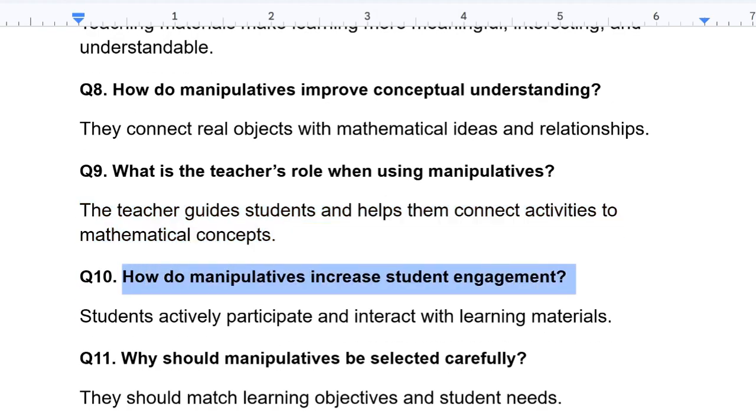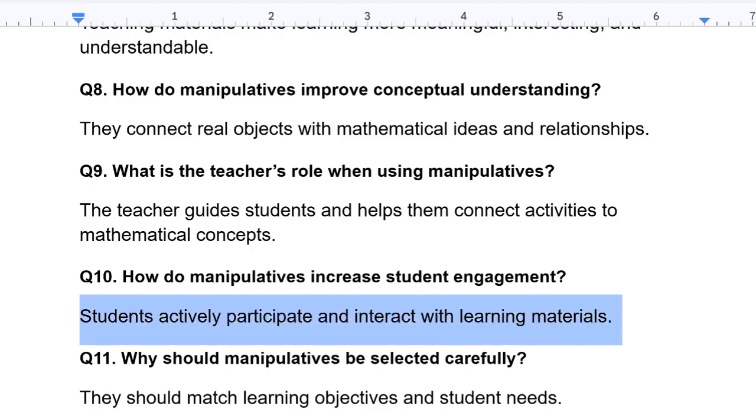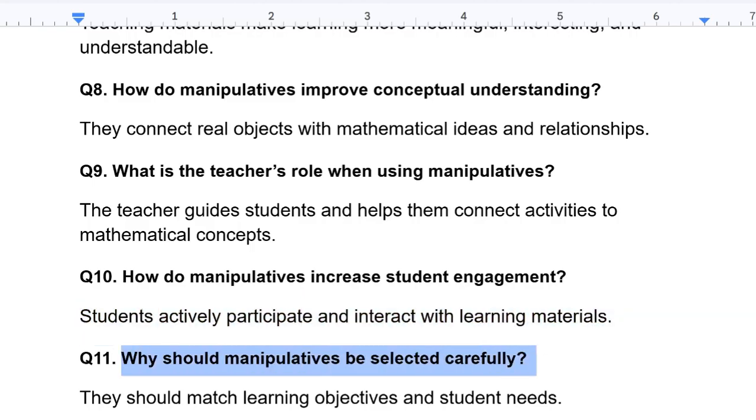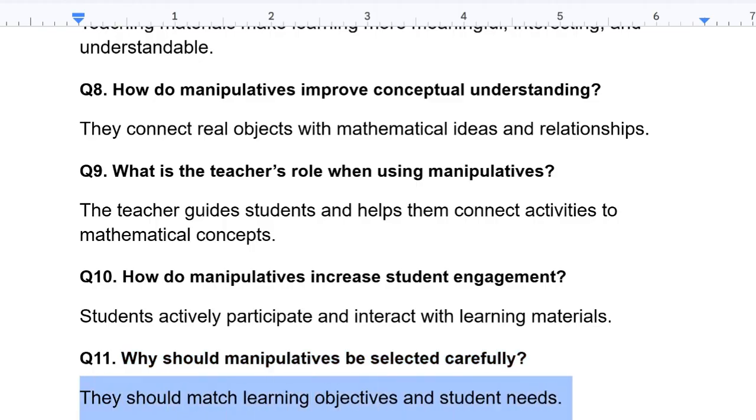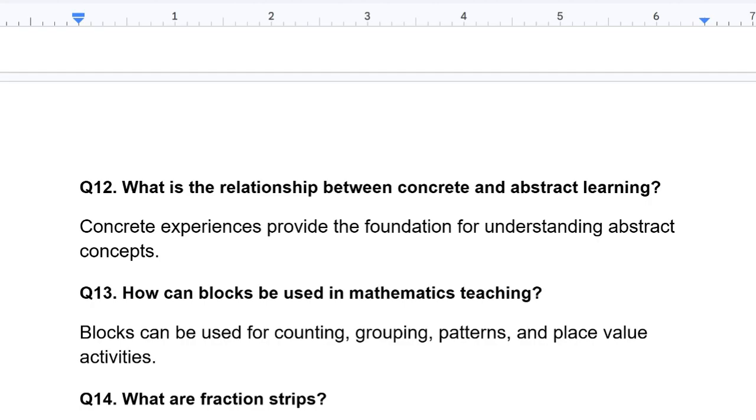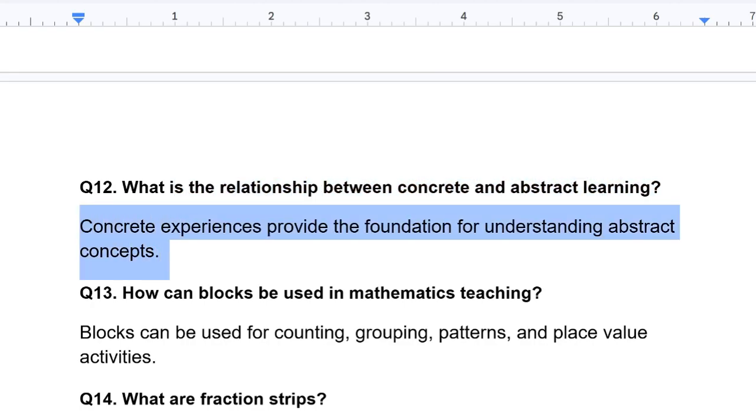How do manipulatives increase student engagement? Students actively participate and interact with learning materials. Why should manipulatives be selected carefully? They should match learning objectives and students' needs. What is the relationship between concrete and abstract learning? Concrete experiences provide the foundation for understanding abstract concepts.